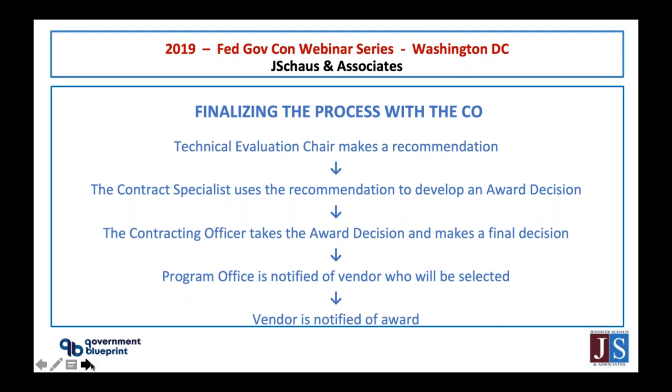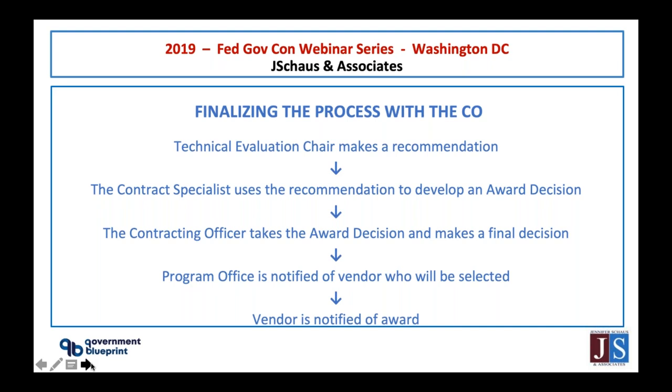And then finalize the process with the CO. This is what happens internally. The technical evaluation chairperson makes a recommendation, and that recommendation goes to the contract specialist, who uses it to develop an award decision. So the contract specialist is also making a recommendation based on the technical evaluation chair, and then the contracting officer takes that information, finalizes the award decision, and makes the final decision on the awardee. I would say 90% of the time, the contracting officer will listen to the technical evaluation chair and the contract specialist when it comes to awarding a contract. About 10% of the time, the contracting officer decides not to.